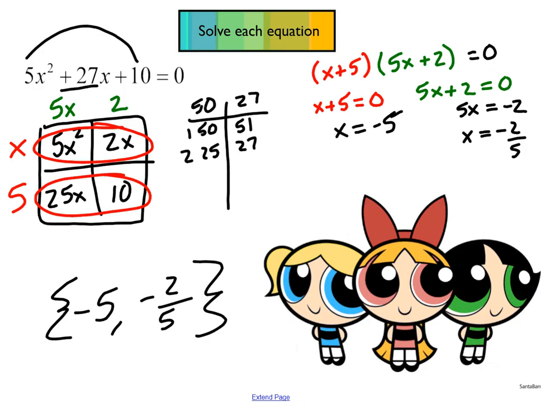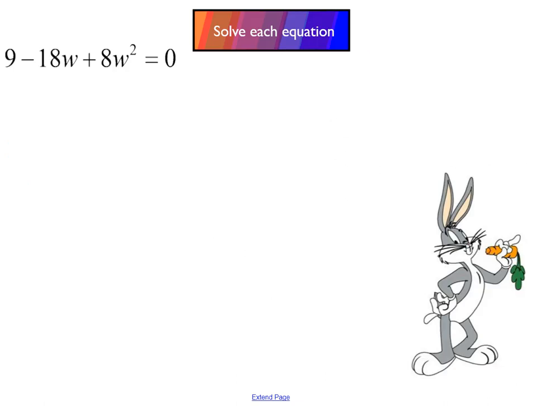Let's go ahead and move on to our next example. So here our stuff is out of order, so I'm going to go ahead and reorder it so it is in order. So I'm going to rewrite it as 8w squared minus 18w plus 9 equals 0. There is no GCF, so this is what I'm going to be working with here.